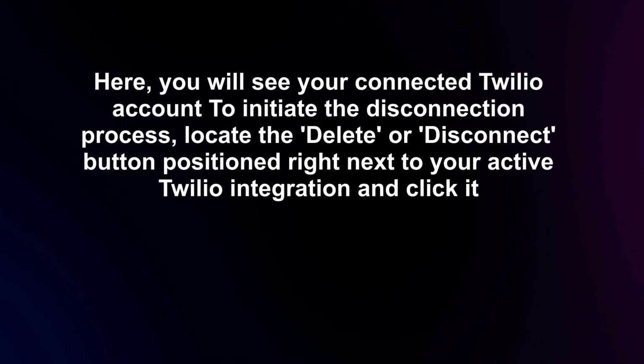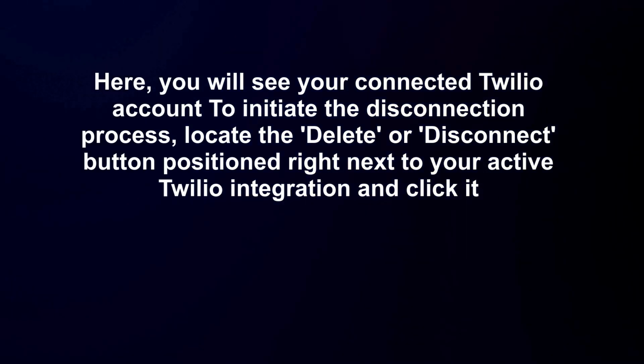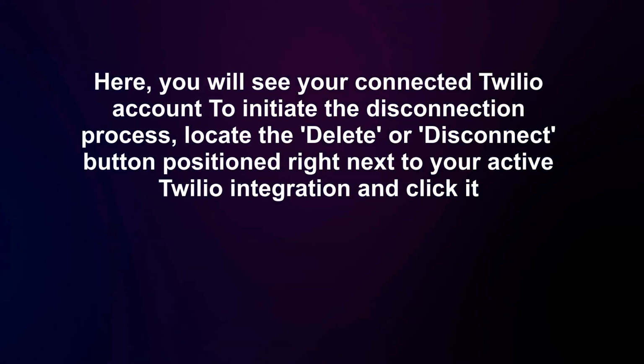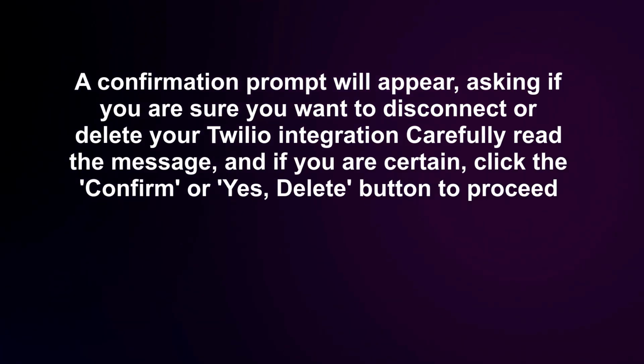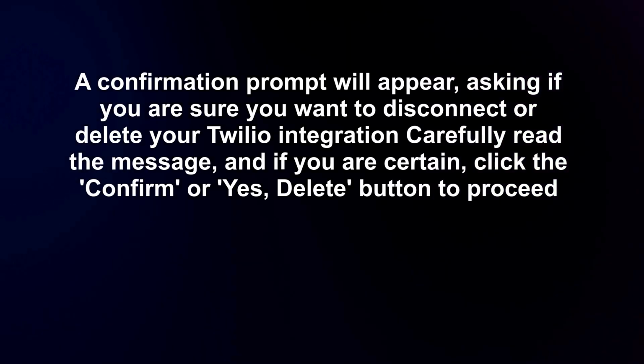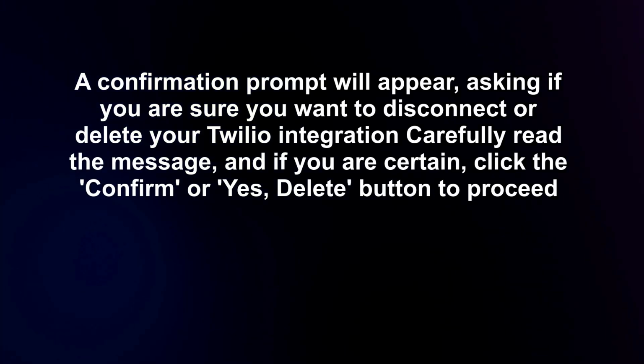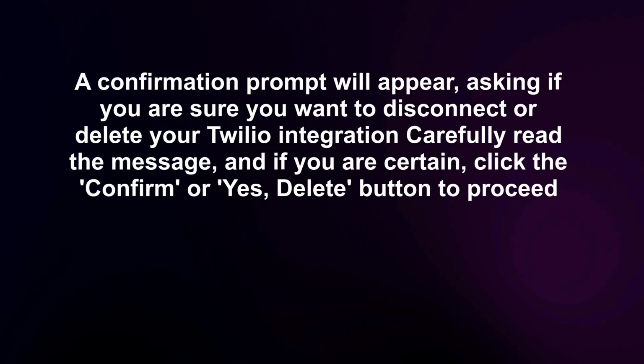To initiate the disconnection process, locate the Delete or Disconnect button positioned right next to your active Twilio integration and click it. A confirmation prompt will appear, asking if you are sure you want to disconnect or delete your Twilio integration. Carefully read the message, and if you are certain, click the Confirm or Yes to Delete button to proceed.